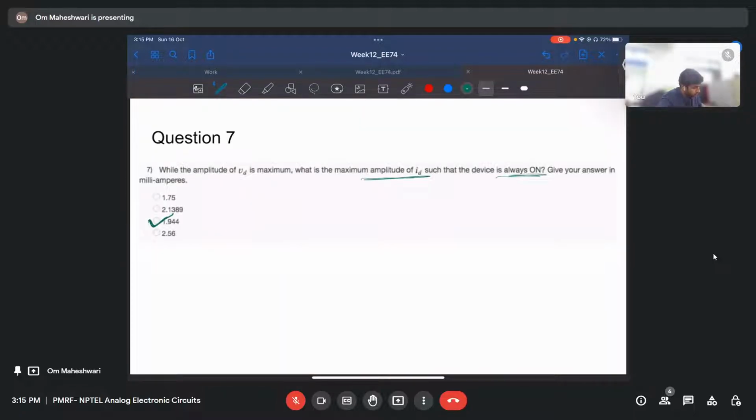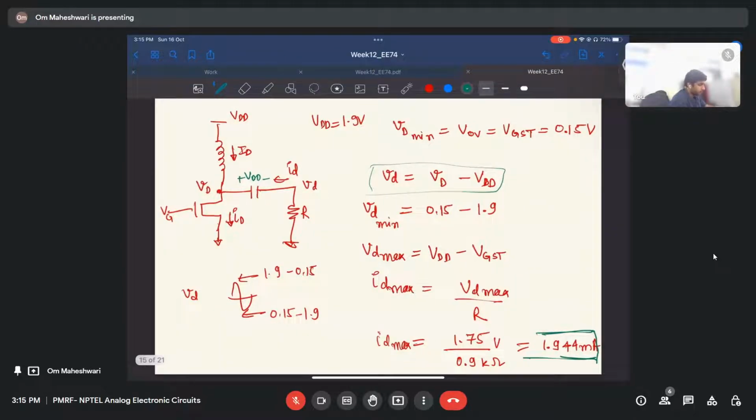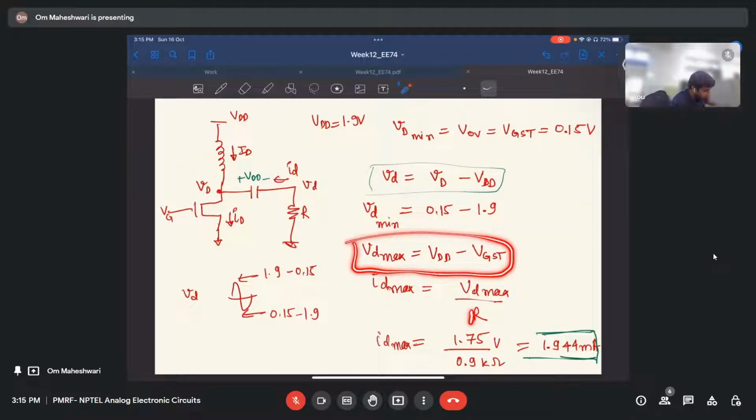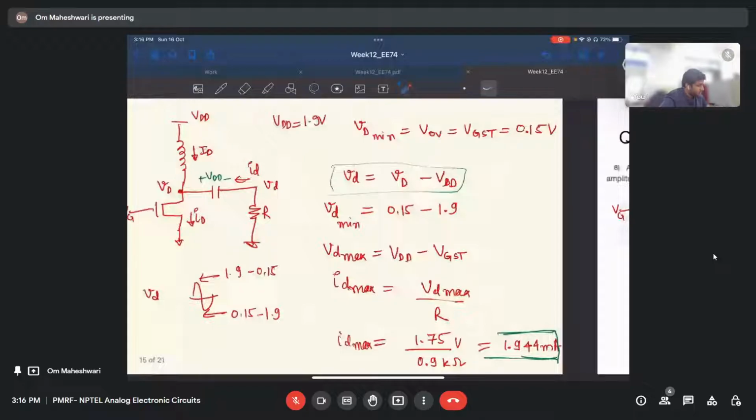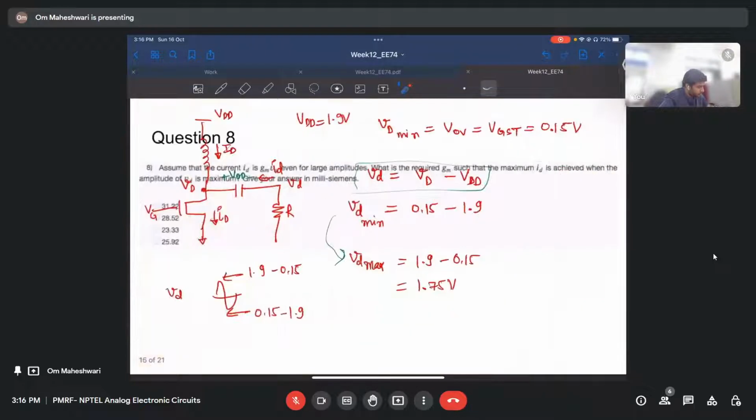So this question was easy. We already knew VD max, and we just divided by R to find ID max. Is this fine? Yes. Okay. What is this?